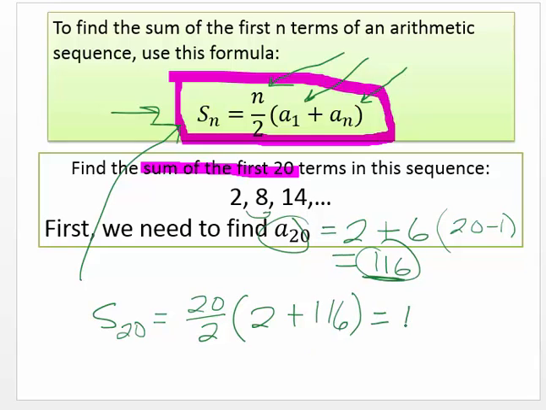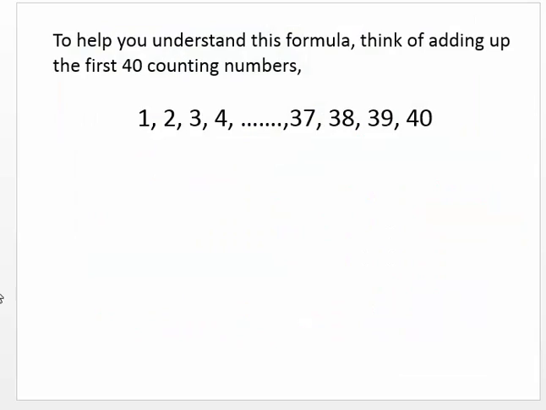Okay, that gives us 10 times 118, which gives us 1,180. So if we extended this sequence all the way out to the 20th term and added them all up, we would get 1,180. Now, to help you understand this formula, think of adding up the first 40 counting numbers, 1, 2, 3, 4, 5, all the way up to 38, 39, 40, etc.